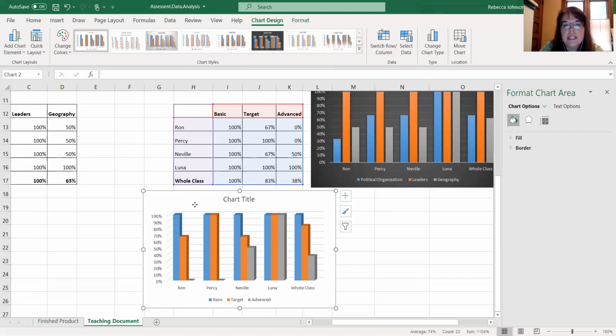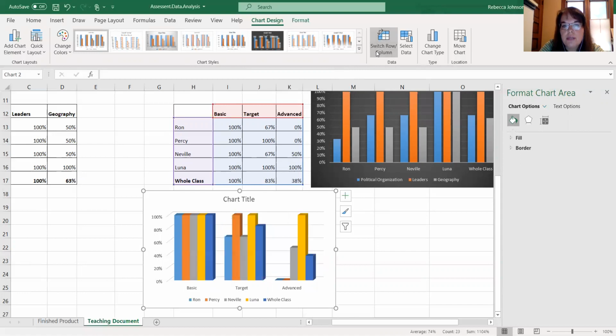How am I going to be able to say that? I'm going to switch my row and column data. That's up here, switch row and column data. Now I have basic, target, advanced, right? And so now I see everybody got the basic questions. Basic wise, my students are in a good place. Target, I'm doing pretty well on target. You know, we talked about, I'm in that 80%, 83% level. And it's really where advanced questions.